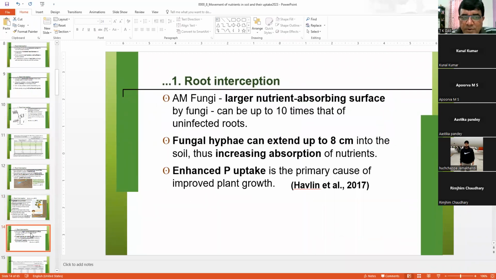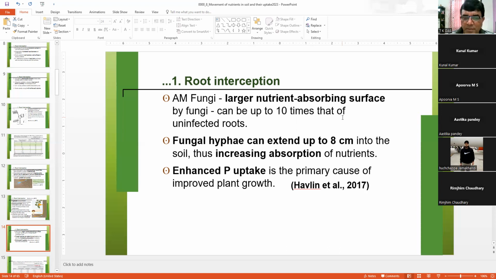AM fungi, arbuscular mycorrhiza fungi, have a large nutrient absorbing surface, which can be up to 10 times that of uninfected roots. So they increase the absorptive area of the roots. Fungal hyphae can extend up to 8 centimeters into the soil, thus increasing the absorption of nutrients. And their size is very fine, even finer than the root hair. So they can go to the spaces or micropores in the soil where root hair cannot enter. So they increase the absorptive area and they interact with more soil volume.